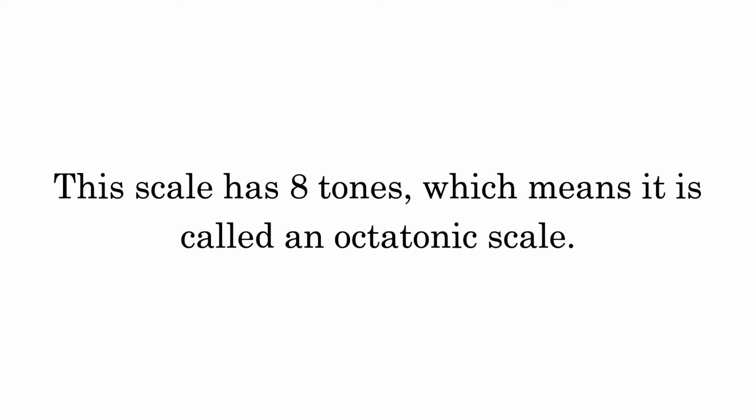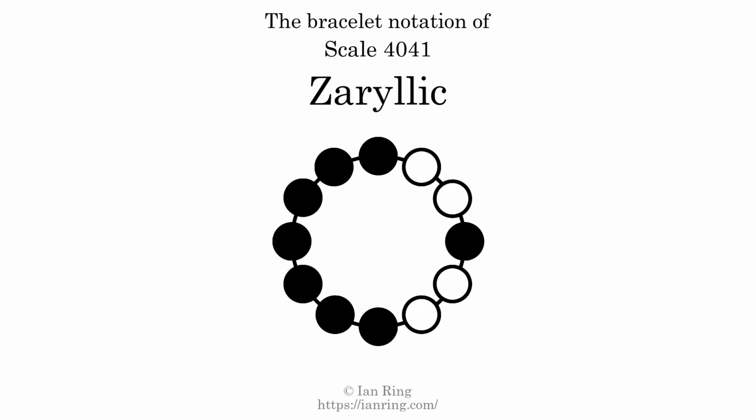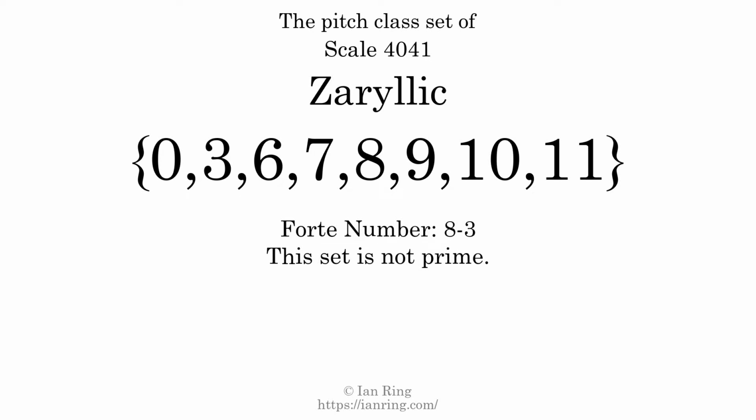This scale has 8 tones, which means it is called an octatonic scale. This is a bracelet notation diagram of scale 4041. The shaded circles represent tones that appear in the scale, and they are read clockwise, starting at the top. The pitch class set for this scale is 0, 3, 6, 7, 8, 9, 10, 11.